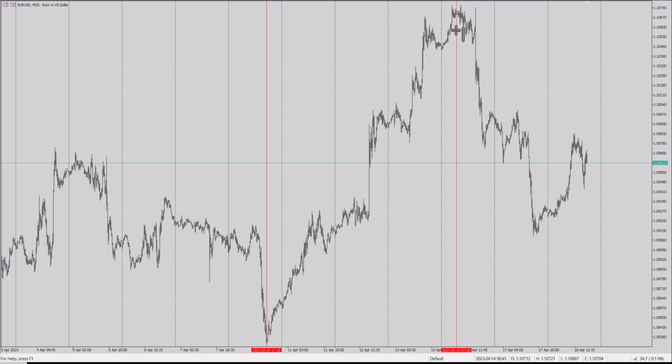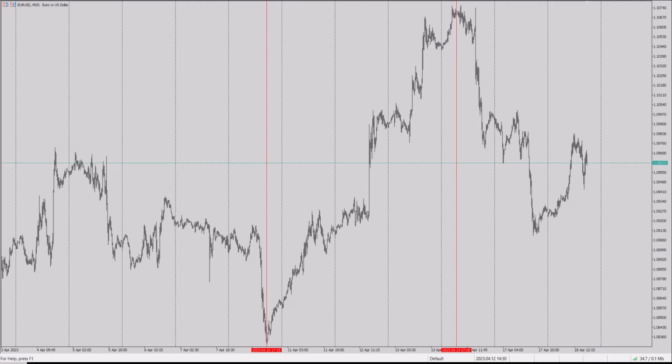So the previous trend is our kind of support and resistance line. We decide on the areas based on the previous trend. So that's the beginning and that's the end.